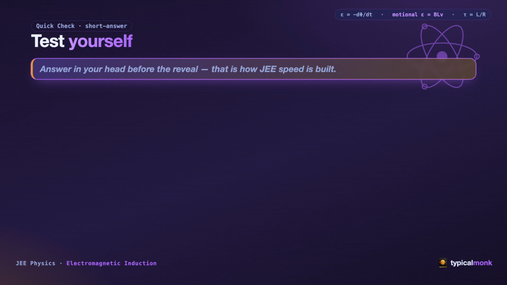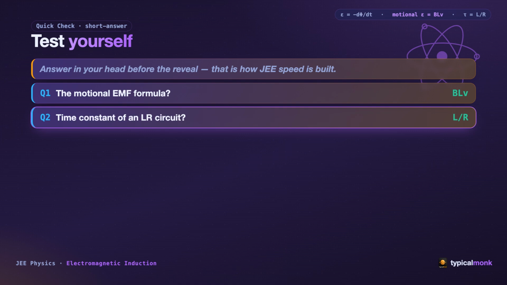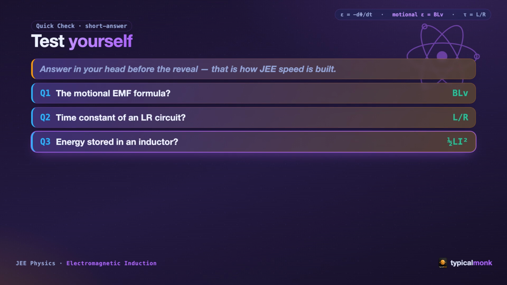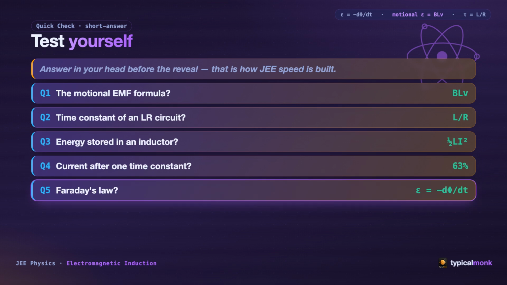Now, test yourself. Answer in your head before the reveal. That is how JEE speed is built. Here we go. Question 1. The formula for the motional EMF: BLV. Question 2. The time constant of an LR circuit: L over R. Question 3. The energy stored in an inductor: 1/2 Li squared. Question 4. The current after one time constant, as a fraction of the final: 63%. And question 5. Faraday's law: the EMF equals minus d phi by dt.